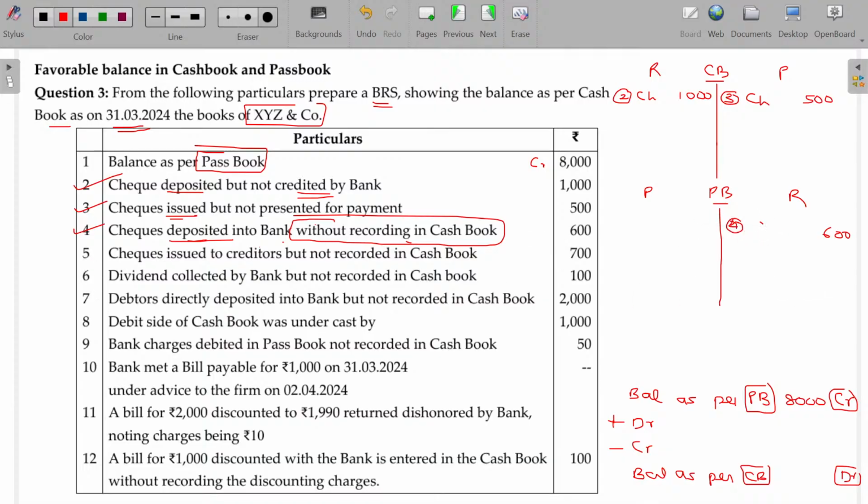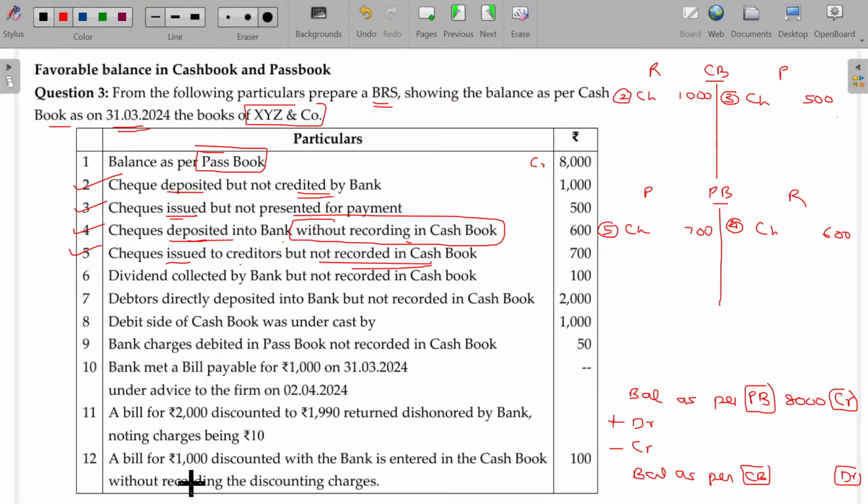Fifth, this is also check related. Okay, what about this one? Check issued to creditors, but not recorded in cash book. Where will it come? Check issued, payment side. Payment side should be posted here and here, but what have they done? They missed to post it here, they have posted only here. So the check is posted only in the payment side of the passbook, value being 700. Corresponding postings are not done.